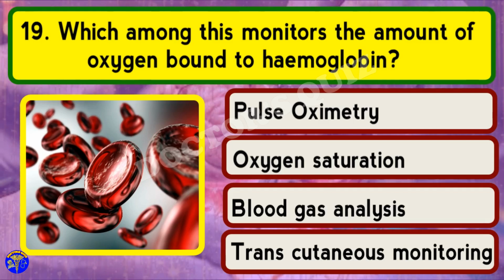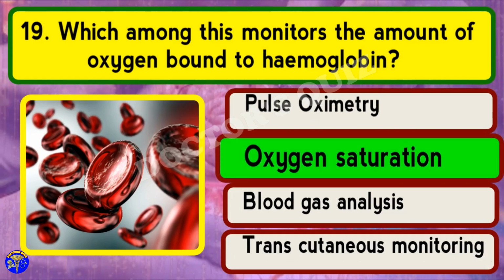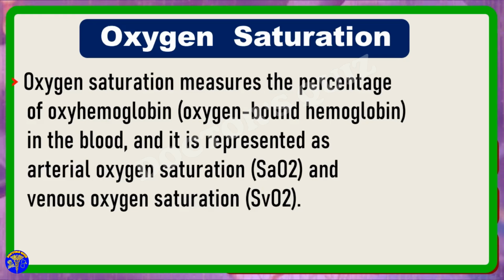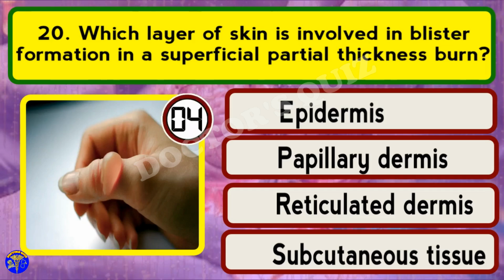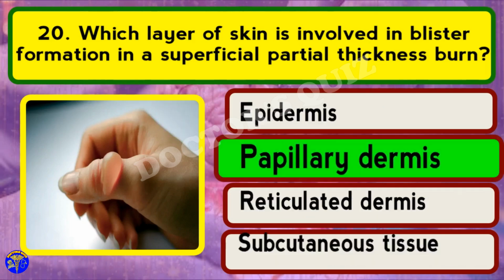Which among this monitors the amount of oxygen bound to hemoglobin? The answer is oxygen saturation. Which layer of skin is involved in blister formation in a superficial partial thickness burn? The answer is papillary dermis.